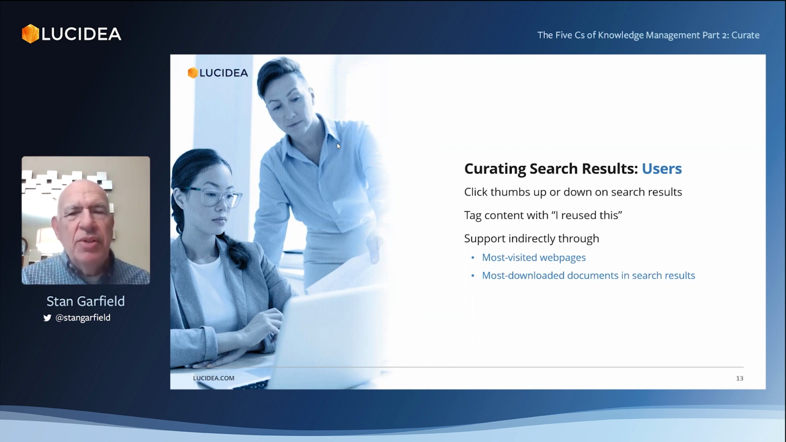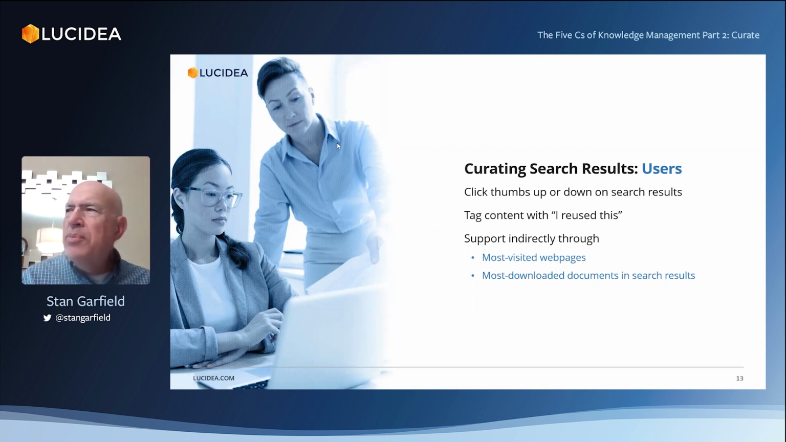You can support this indirectly from users' point of view by what they visit, the most visited web pages, the most downloaded documents that come from search results. If you keep track of that with your metrics, that's essentially a passive way of figuring out what content to offer up as a best bet.